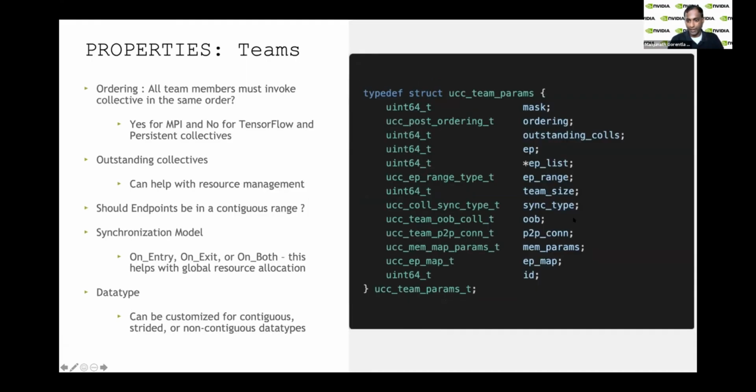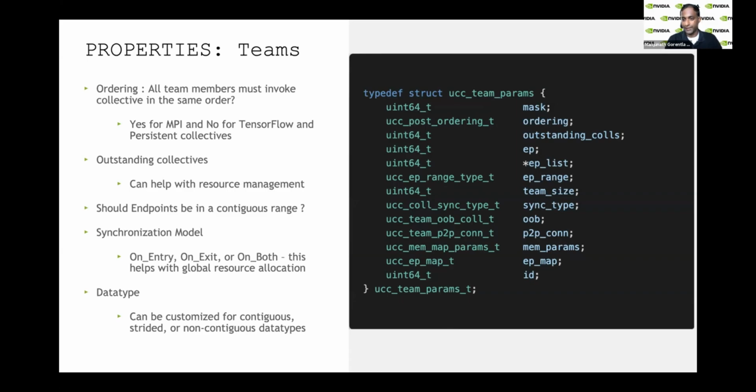I'll touch upon all these properties briefly. The mask again says what fields are valid here. Ordering says whether you want the collectives to be ordered or not, meaning that every participant should participate in the same order or not, right? If you have multiple collectives, it makes sense. Then we have outstanding collectives. This is an int, so that if the user says they will only ever use one collective, we don't have to create a lot of buffer space.